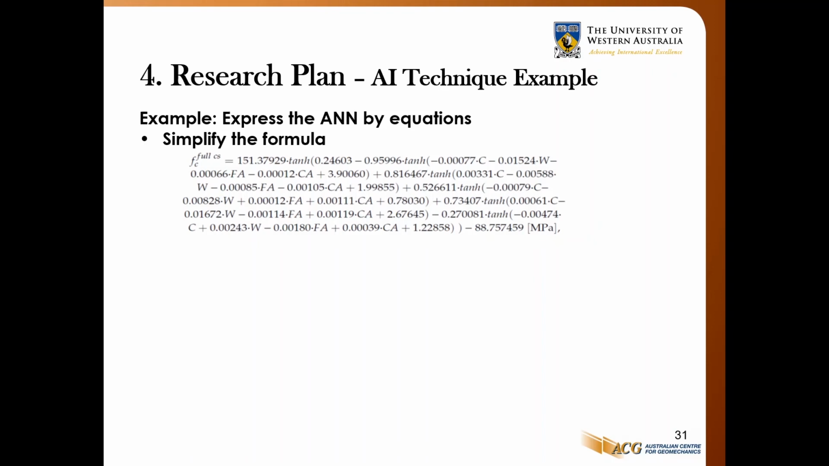Because the original thing that they've got is the ANN method, it's the code. And then they express the code into the formula, the equations. There are 15 equations they've got. So now they simplify it into one formula. So it's pretty good.